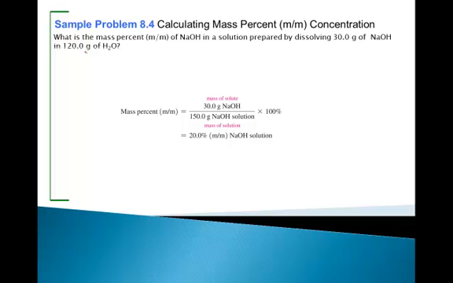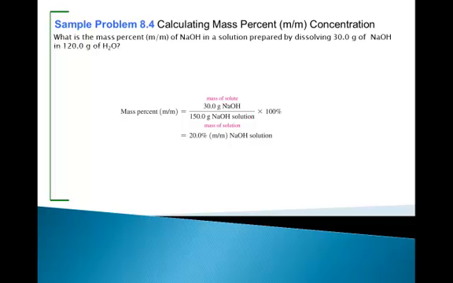So in order to find the mass percent, I have to put the mass of the solute and divide by the mass of my solution. So I have 30 that's going to go on the top because that's my solute, and I'm dissolving that in 120 grams of water, which means my solution has 120 plus 30 added up. That's the total mass of my solution, which is 150.